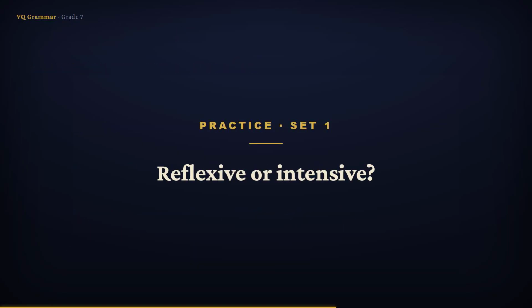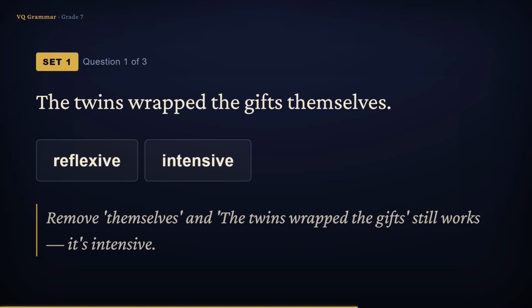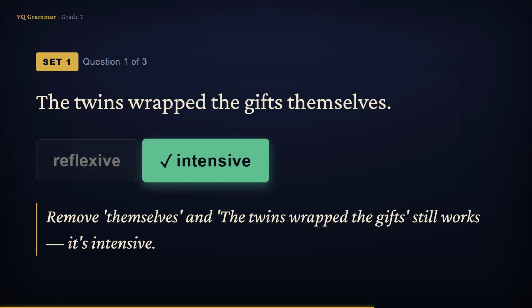Time to practice. In this first set, look at the self word in each sentence and decide, is it reflexive, a needed object that points back, or intensive, removable emphasis? Try the removal test and pause the video before I reveal the answer. The twins wrapped the gifts themselves. Try removing themselves. The twins wrapped the gifts. That still makes complete sense. Themselves was only stressing that they did it on their own. Since it can be removed, it's intensive. So the answer is intensive.